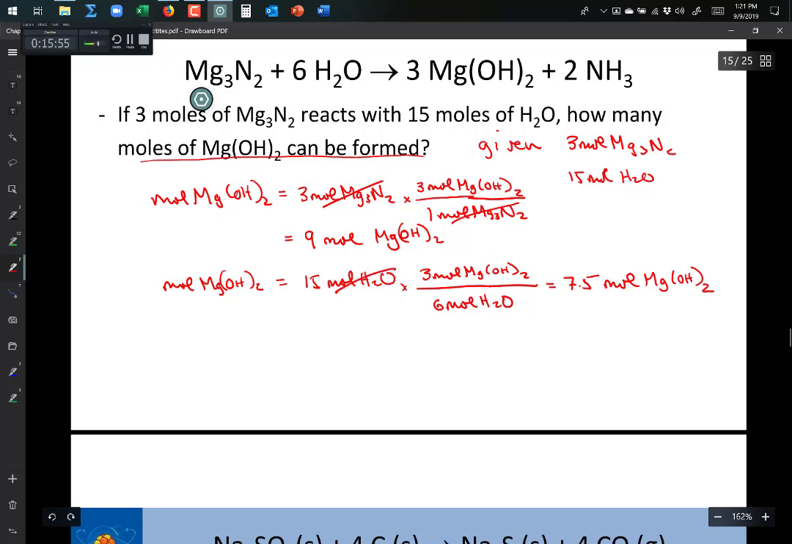The moles of water cancel. That's how much I could make. Let me ask you a question, right? This is that first step. I calculated moles I could make from each of the reactants. How much do I actually get out of the reaction? Right. 9, 7.5, or 16.5?